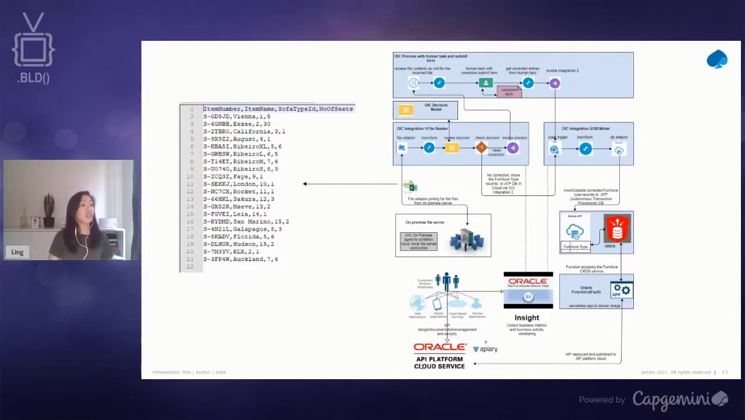And as we will see later in the demo, I have set up my local machine acting as the file server. On the left side, we see a sample CSV file. It is a CSV file containing information about sofas. We can see the item number, the item name, but also the sofa type ID to indicate what kind of sofa it is, and also the number of seats that sofa has.